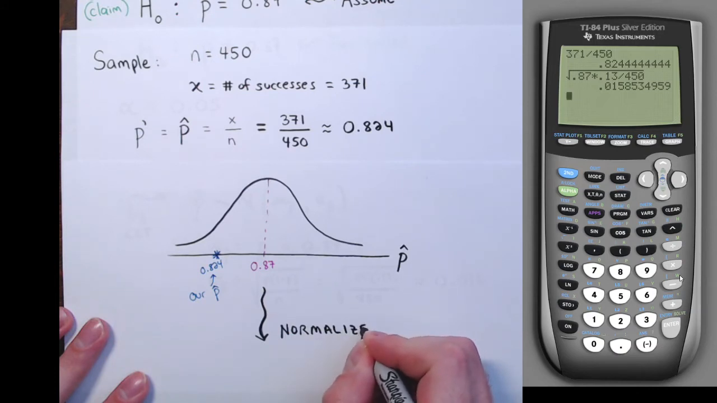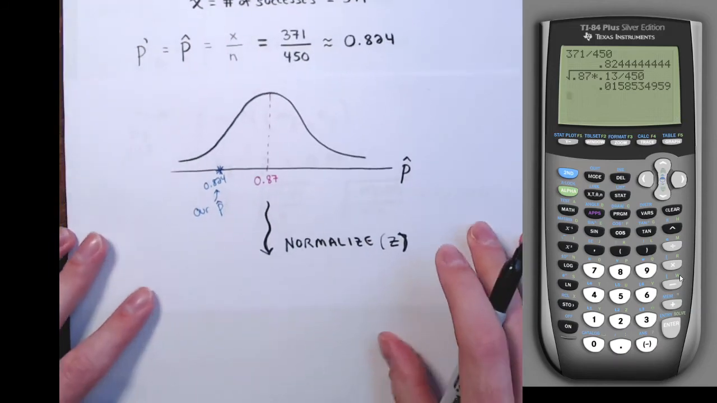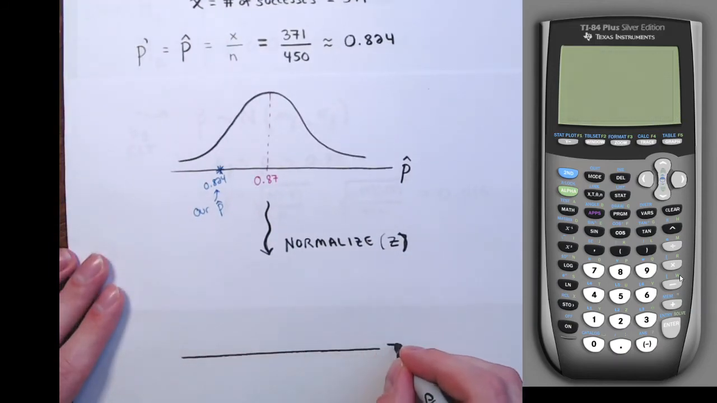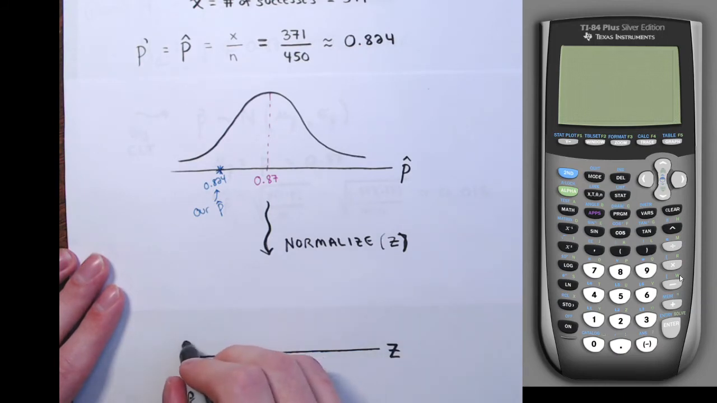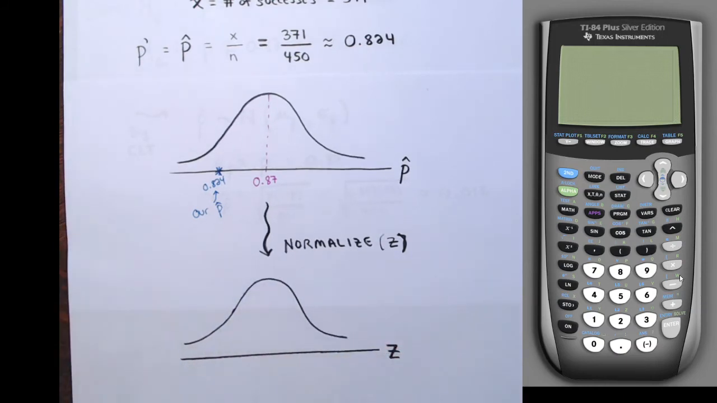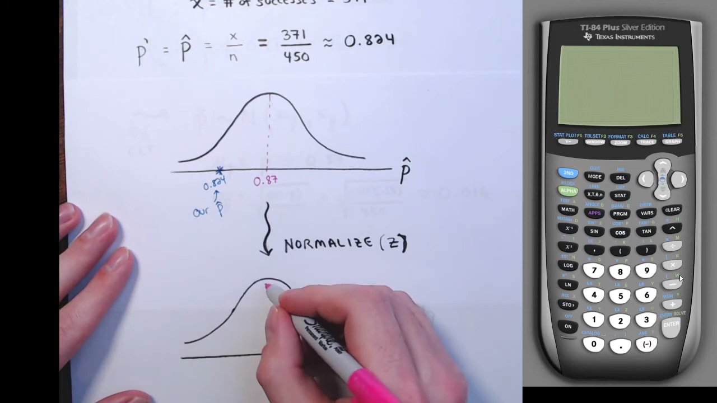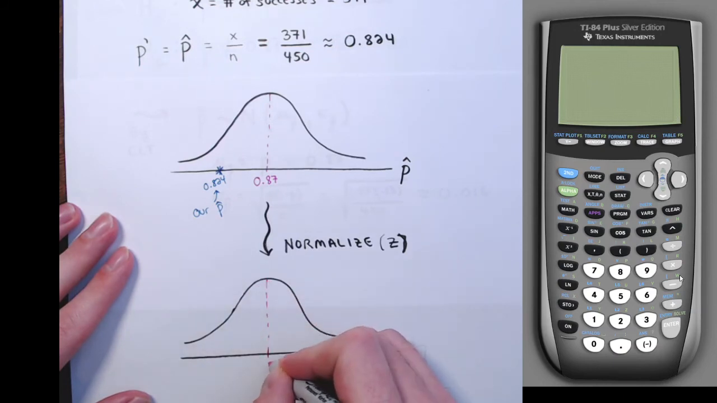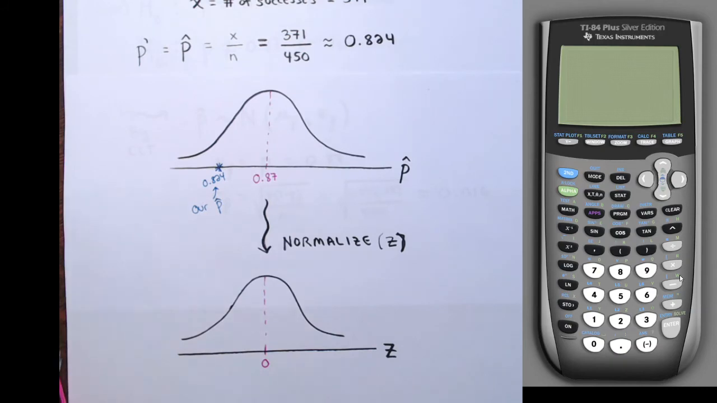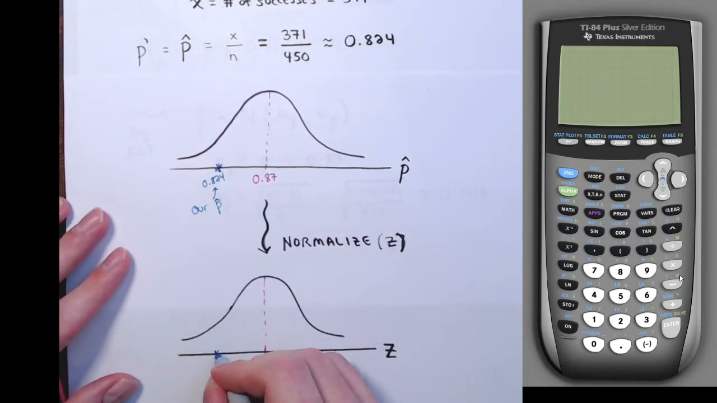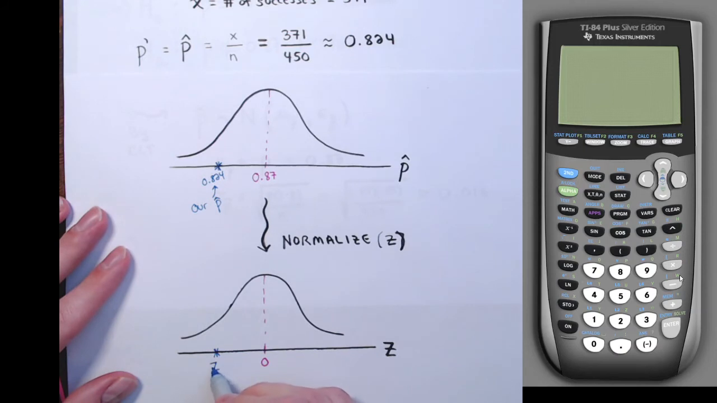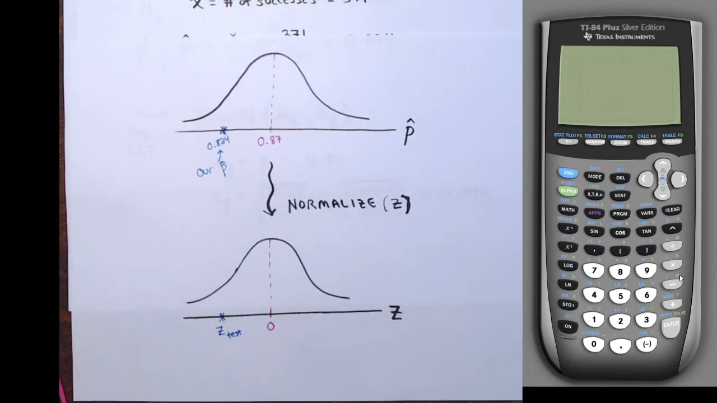So I normalize, changing into z's. Now my horizontal axis represents z-scores. Still a normal distribution, but underneath the peak, what's the z-score of the middle? The z-score of the middle is 0. And I want to know the z-score of our sample proportion. I'll call it z-test. This is the test statistic.